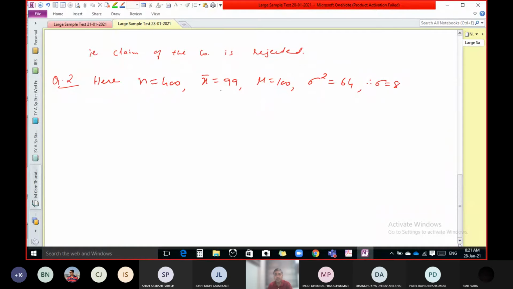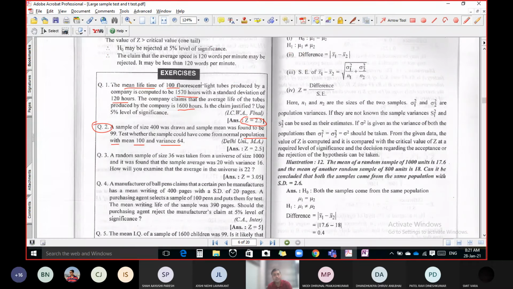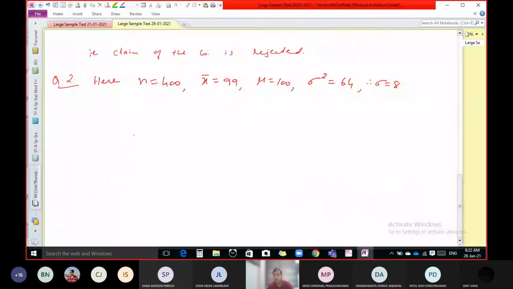Okay. Now see the difference between these two values. 99 and 100. The difference is 1. So maybe we can say that there the difference is 30, so it is rejected. Here the difference is 1, so maybe it is accepted. But we have to verify whether this difference of 1 is significant or not according to the other information.